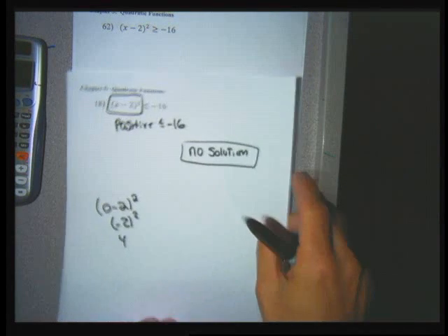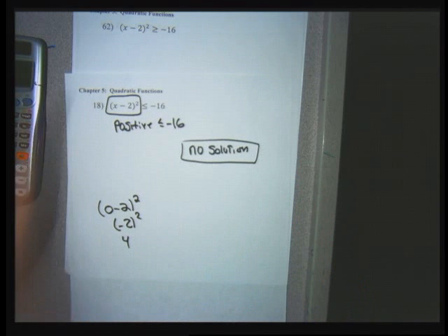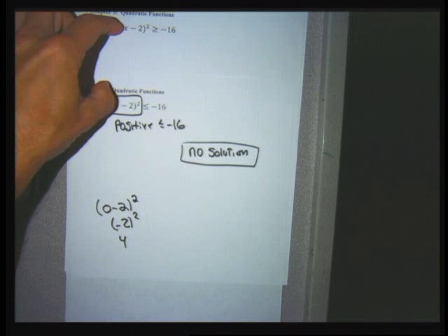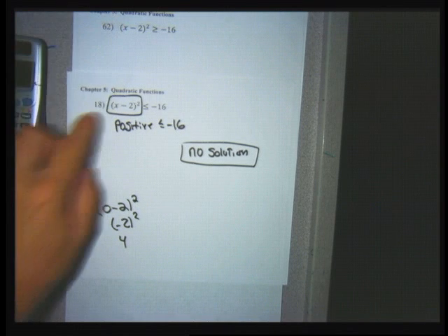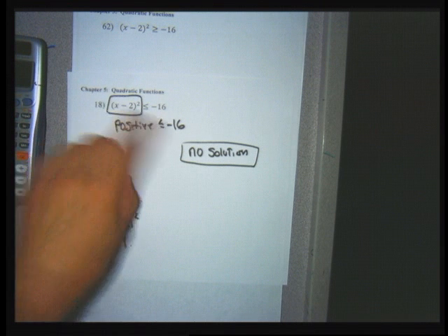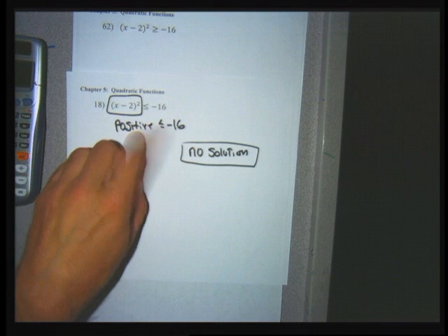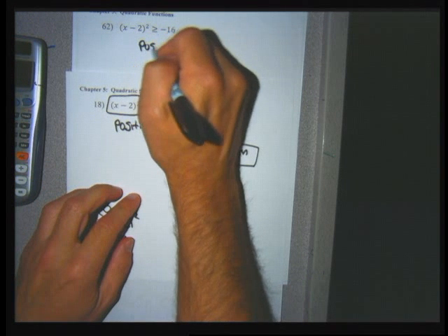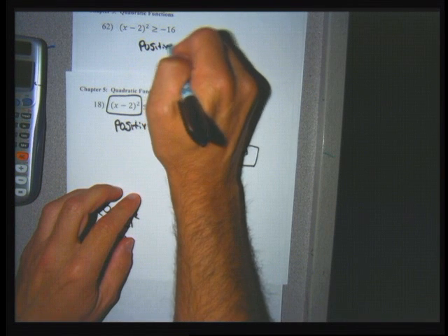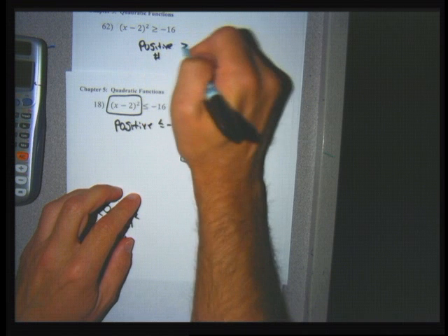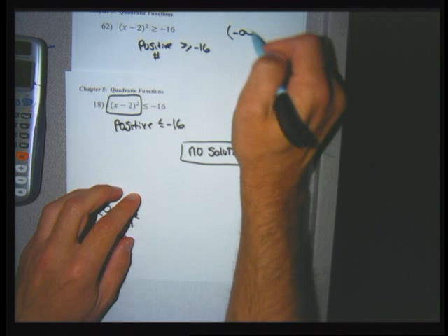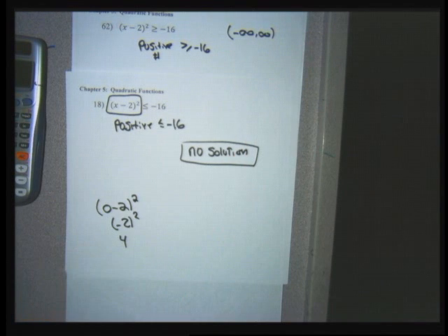62 and 18 went together. In 62 and 18, the left side is squared, so anything squared, no matter what number you put in for x, reduces to a positive number. In 18, I needed to have the left side less than the right side, but a positive number can't be less than a negative number. But in 62, the left side reduces to some positive number, and a positive number is always greater than or equal to negative 16, so the answer is negative to positive infinity for 62.